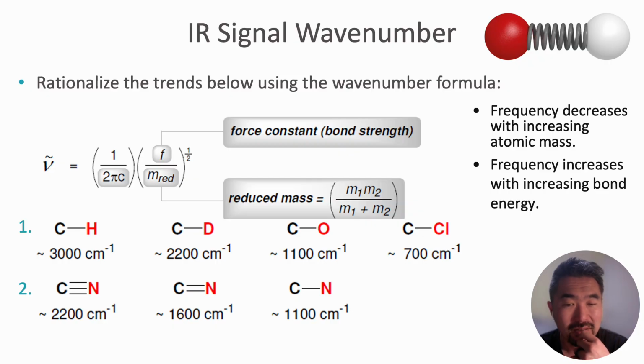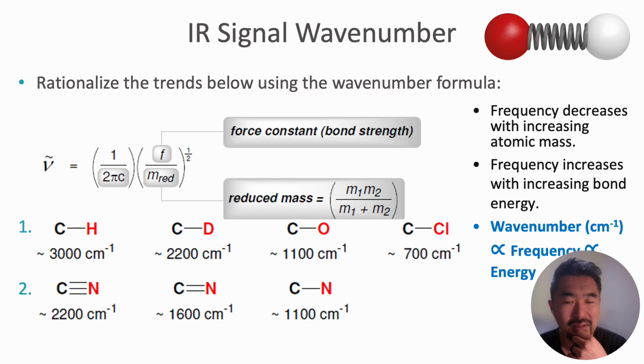Like we said, frequency also increases with increasing bond energy, or roughly you could think of it as going from single to double to triple bond. And another way to say that mathematically is that this wave number, which again is another way of saying frequency, is proportional to energy.